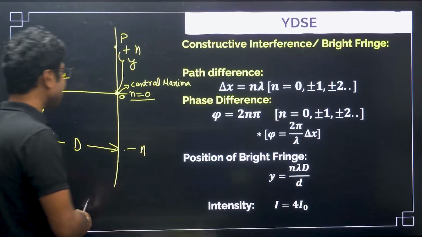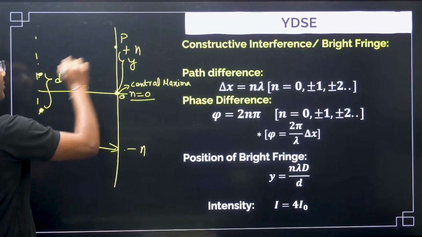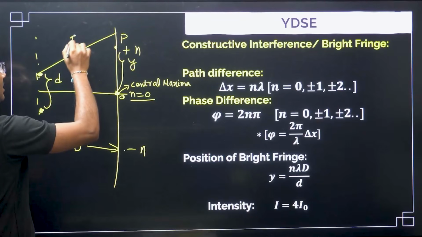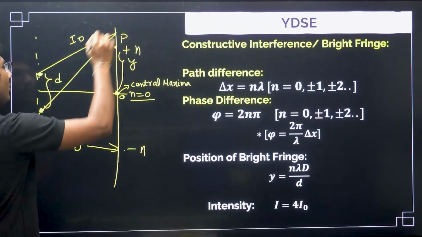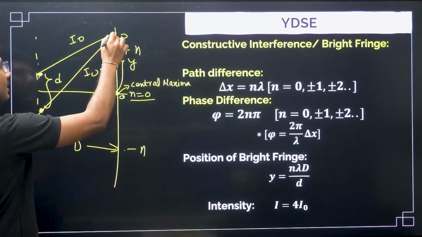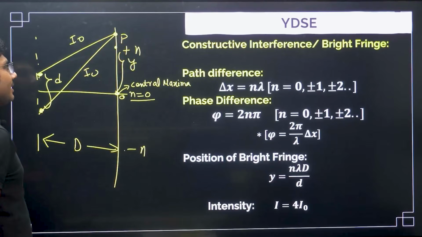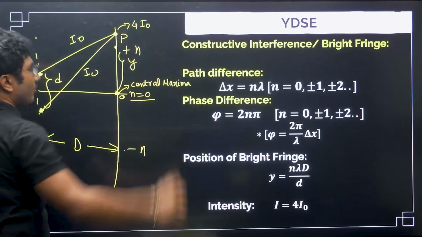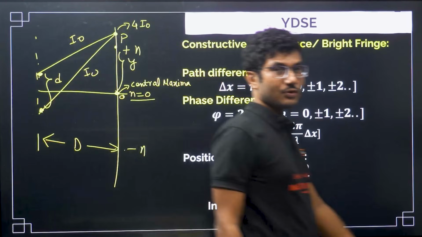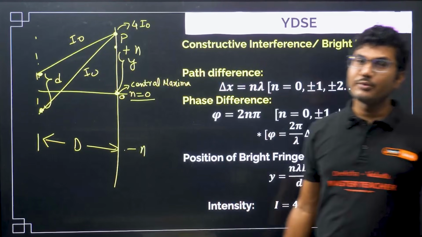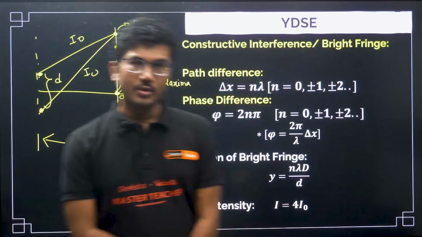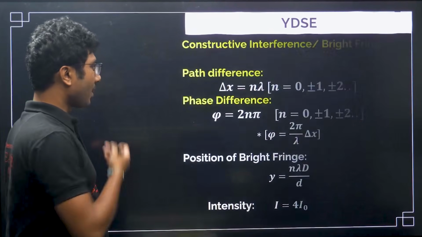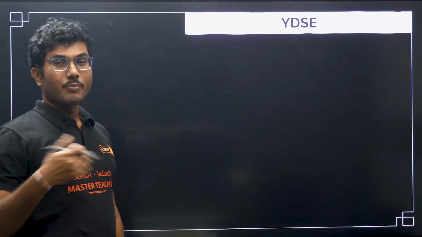So, if the intensity of the first light is I naught, and this is also I naught, and we get a bright spot over here, then the intensity here will be 4 I naught. So intensity becomes 4 times, not double, it becomes 4 times. Very interesting.